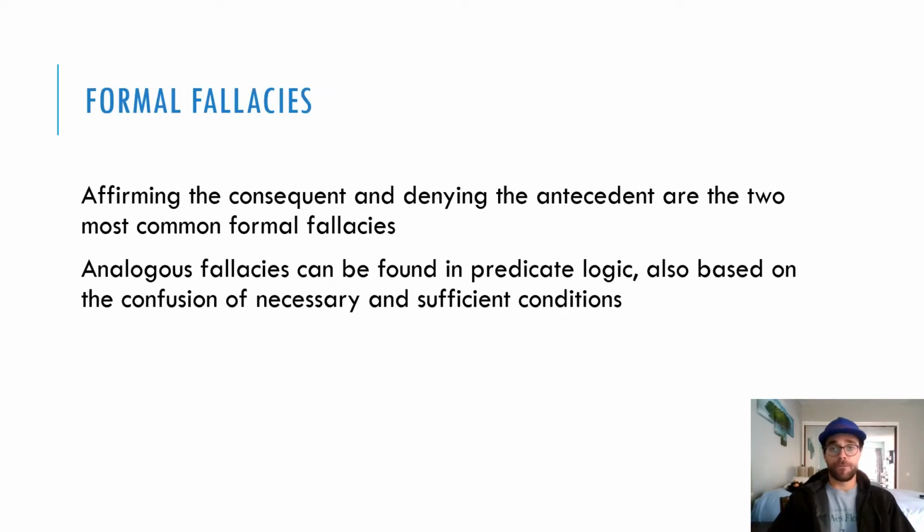So the formal fallacies that we're going to discuss are affirming the consequent and denying the antecedent. These two formal fallacies are mistakes that are made by confusing modus ponens and modus tollens arguments. And so we make the mistake of thinking our premises lead to the conclusion when really they don't.